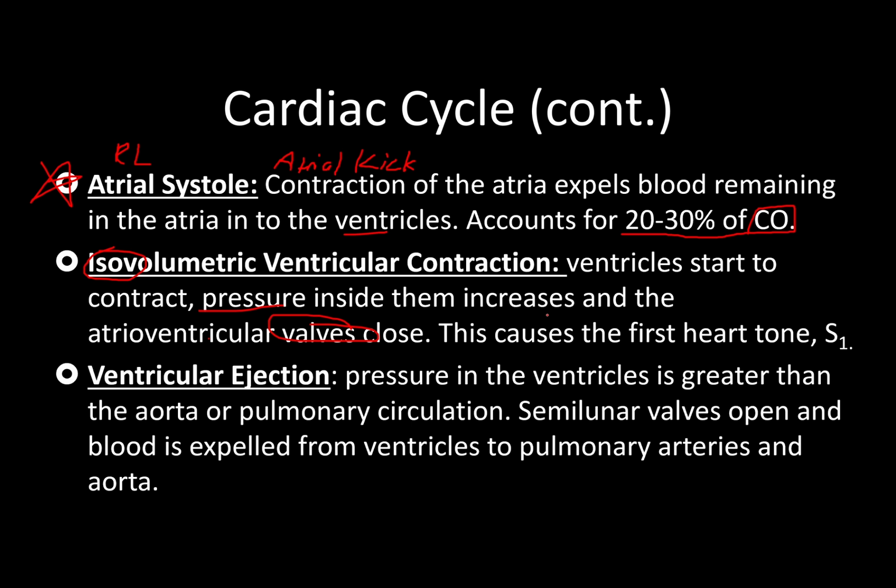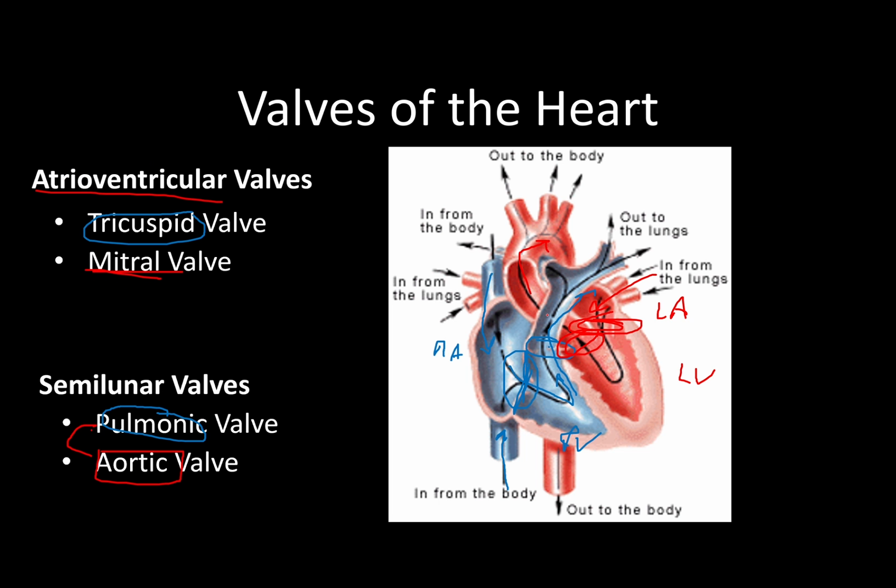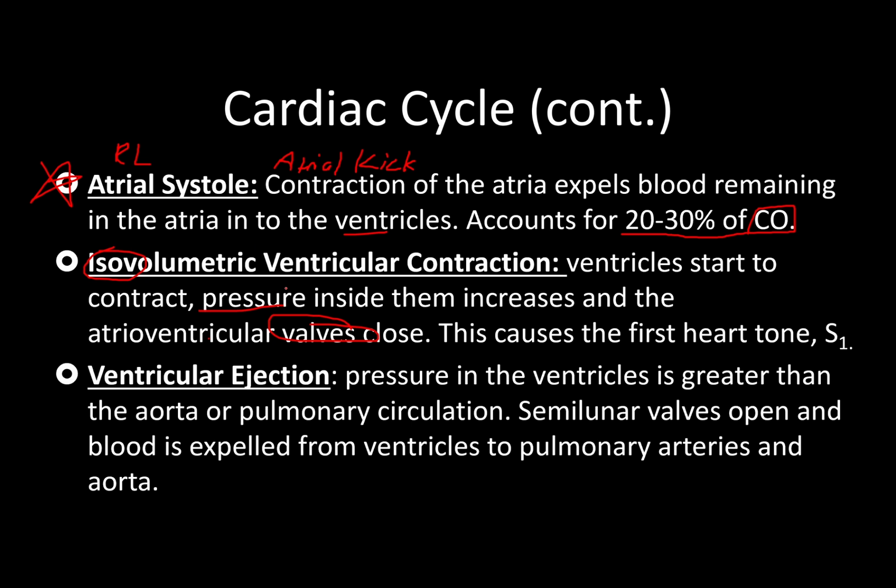And I'm going to go back a slide real quick. So your AV valves, your tricuspid and your mitral, the ones that separate the atria from the ventricles, those two valves will close, causing the S1, the lub of your lub-dub.